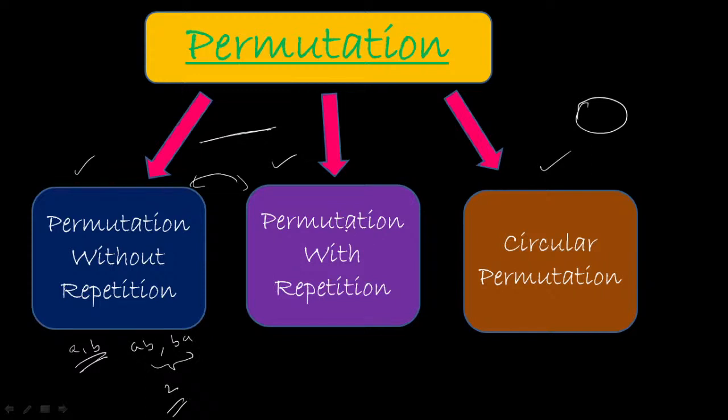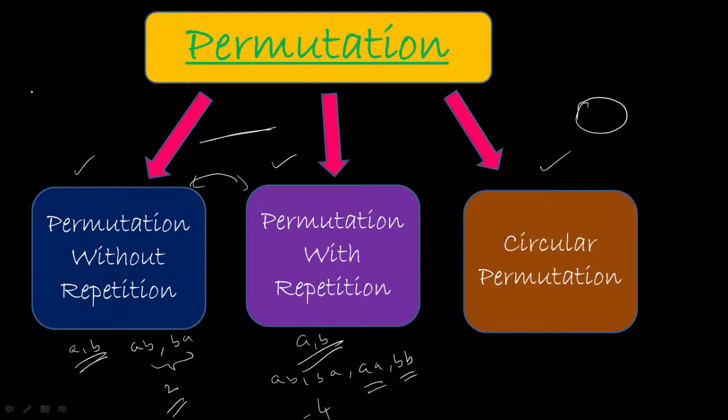In the case of permutation with repetition, suppose I take the two objects A and B, and I find the number of possible arrangements. The possible arrangements are AB, BA, and in addition you have two more arrangements, AA and BB. So with repetition we get four possible arrangements in total, whereas without repetition we get only two permutations.